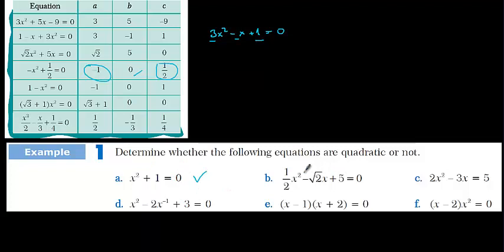And here this is also a quadratic equation. The third one is also a quadratic equation, but not in standard form. This is also a quadratic equation, like 2x squared minus 3x minus 5 is equal to 0.